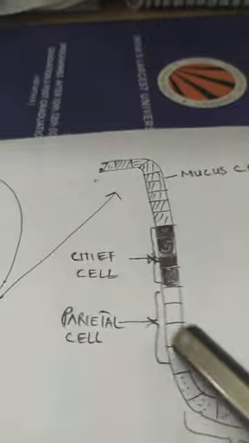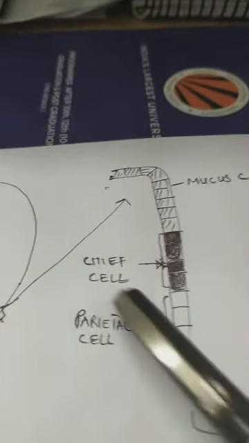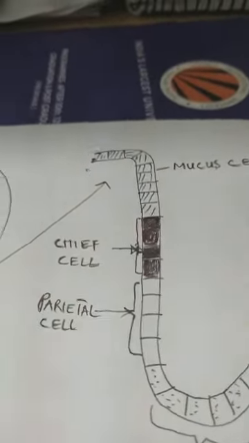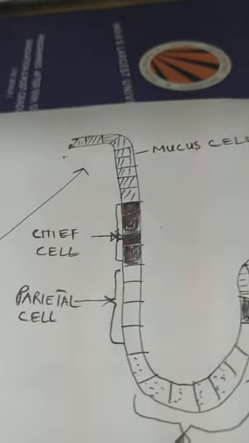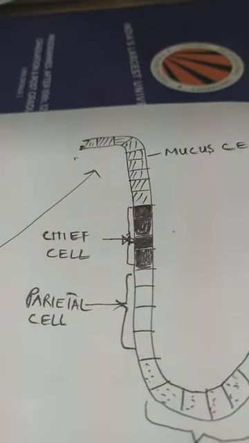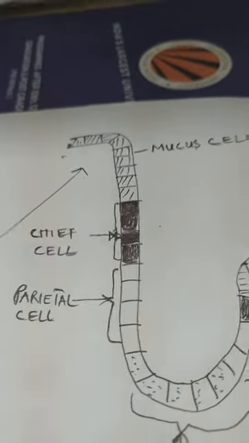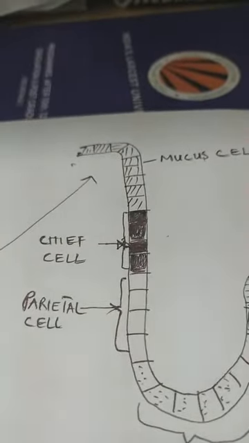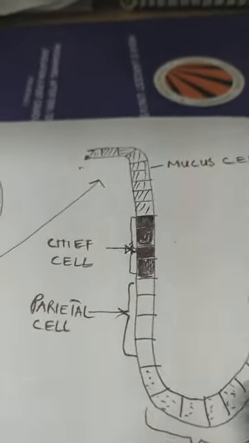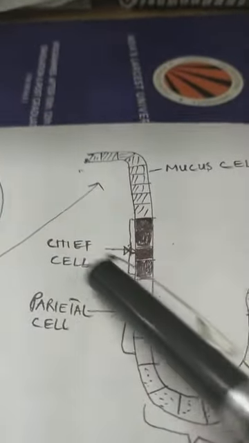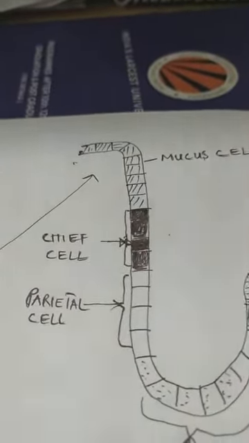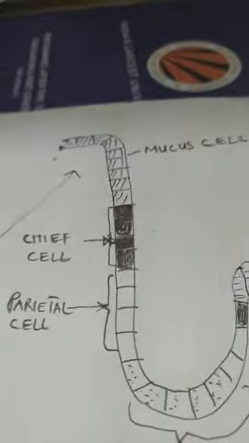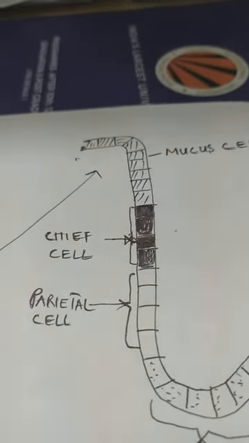Below our chief cell, we have another type of cell known as parietal cells. And the parietal cells play a very important role in secretion of our hydrochloric acid. As we said earlier, inside our stomach we have very high acidity, very low pH, and this is caused by hydrochloric acid, which is secreted by our parietal cells. So the main function of our parietal cells is to secrete our hydrochloric acid. And hydrochloric acid is a very important component inside our stomach.